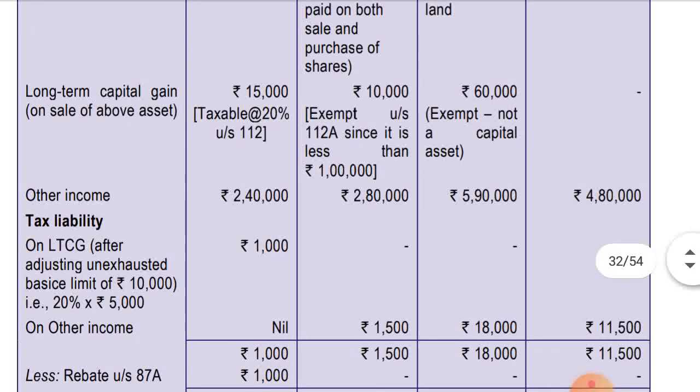As basic exemption, he is getting basic exemption of 2,50,000. So other income is 2,40,000, so the basic exemption is not fully exhausted.